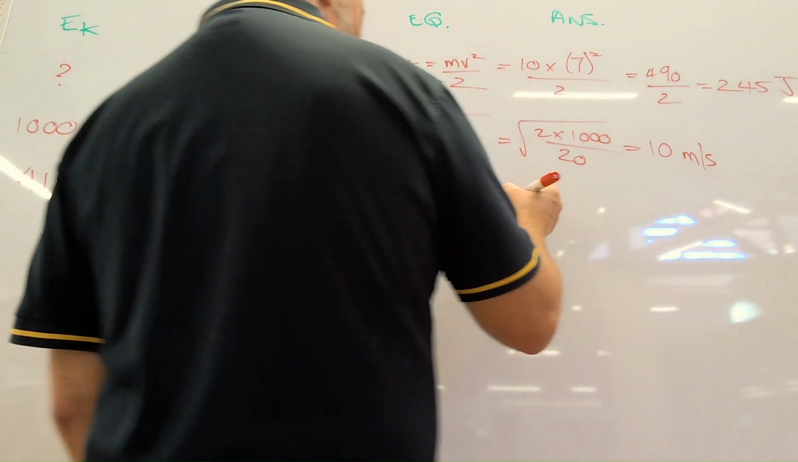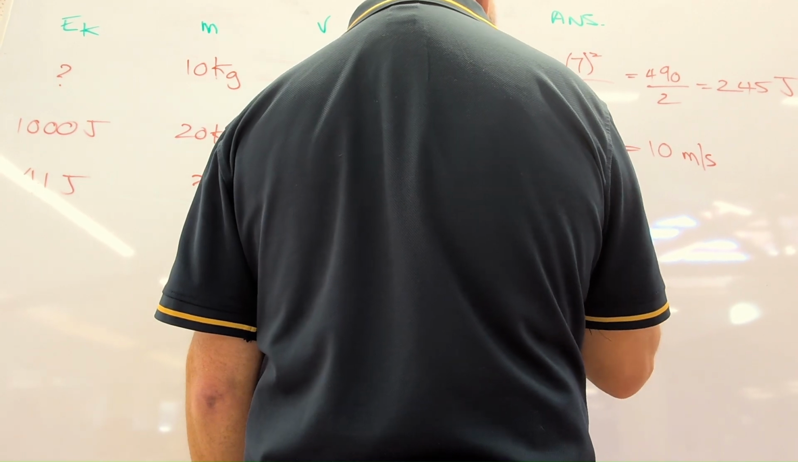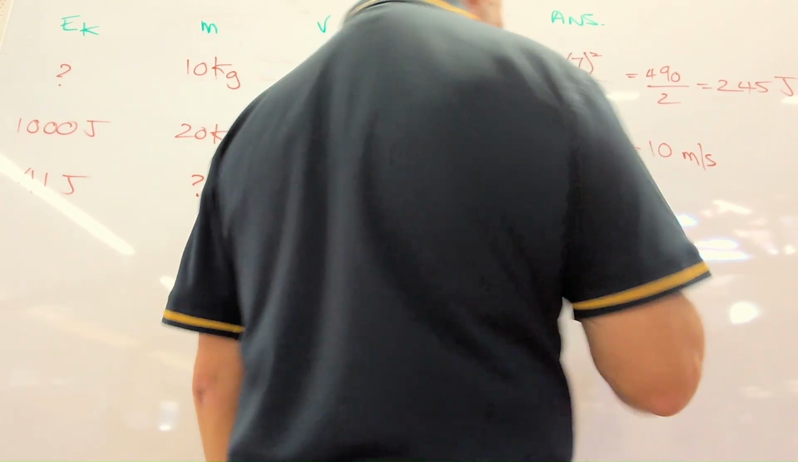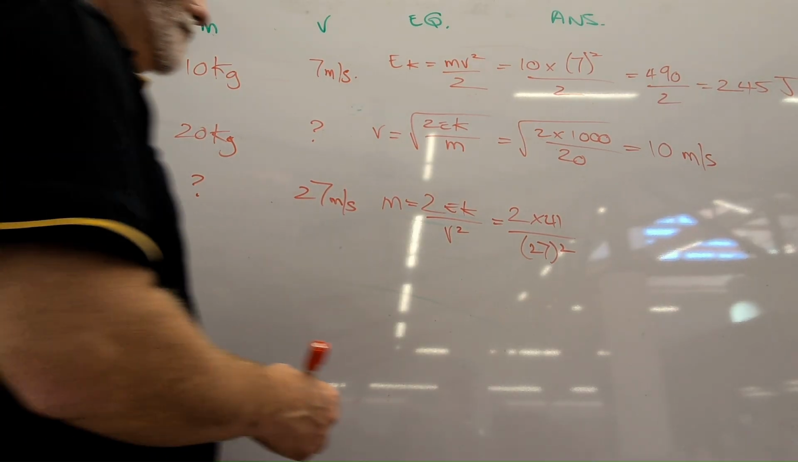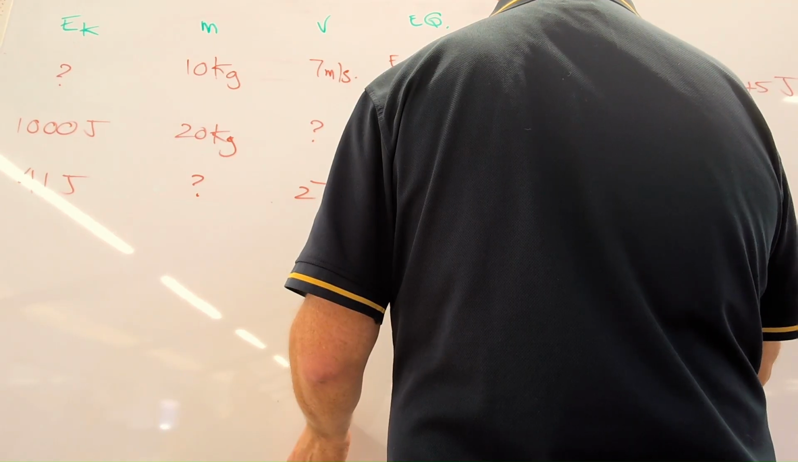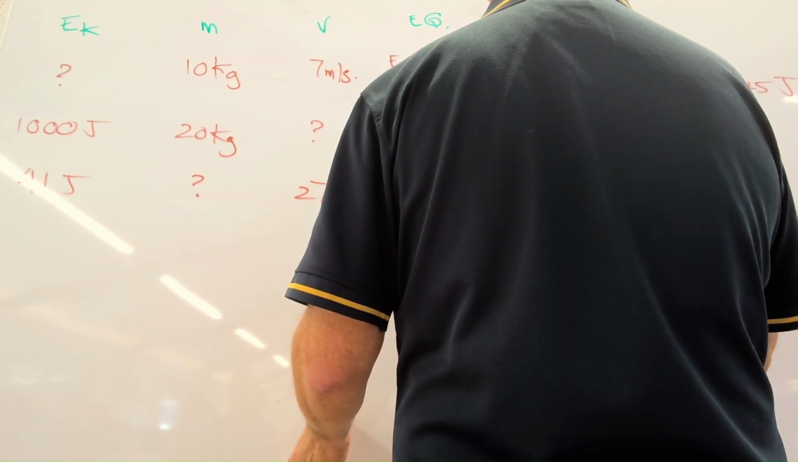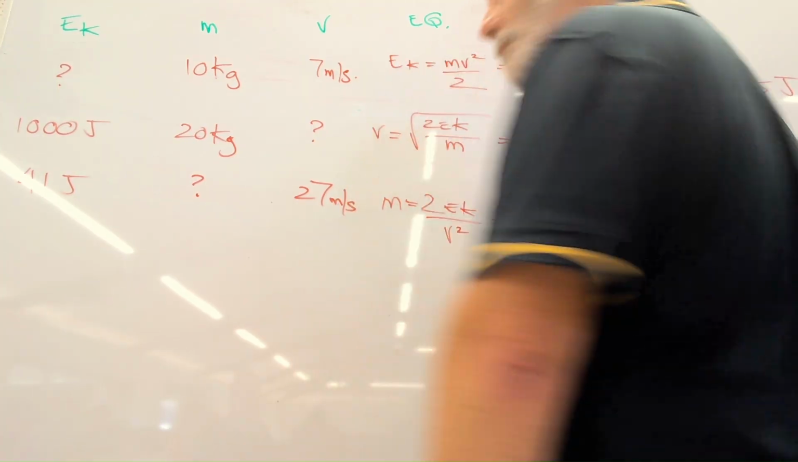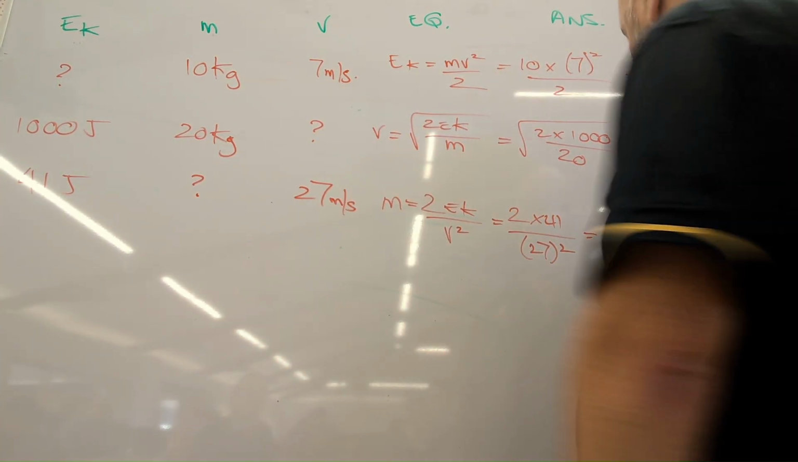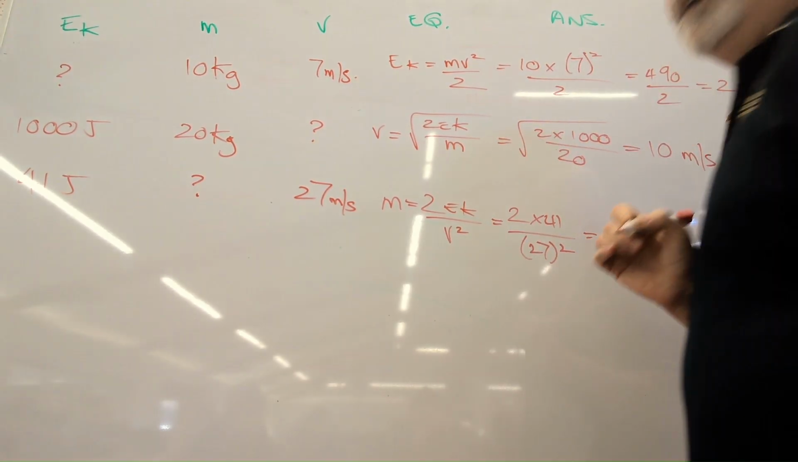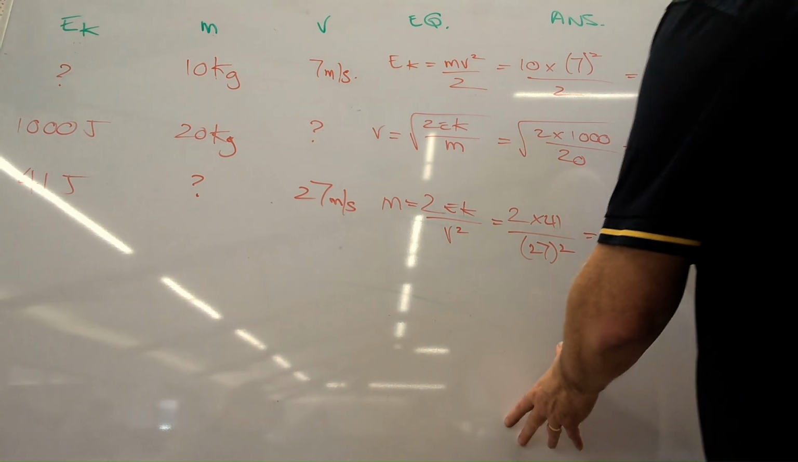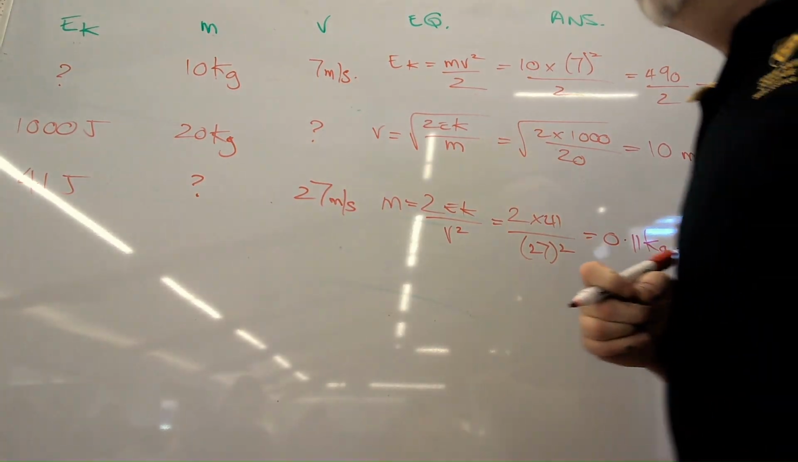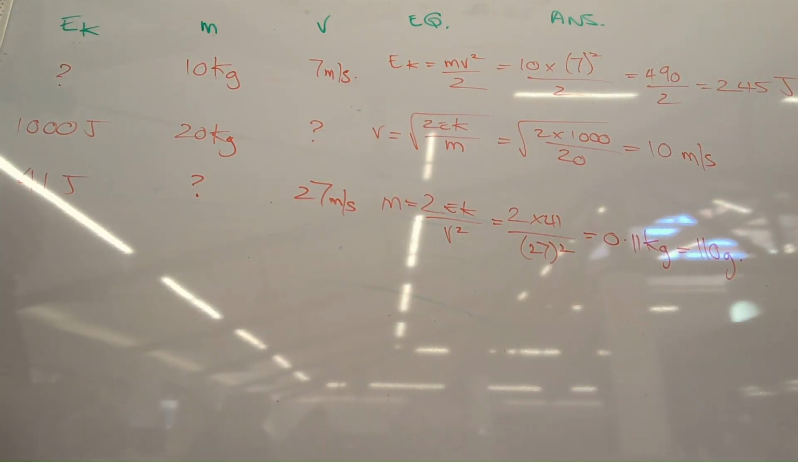So 2 times 41 divided by, here we go, 27 squared. 0.11. Equals 0.11 kilograms, which is how many grams? 110. 110 grams. All good?